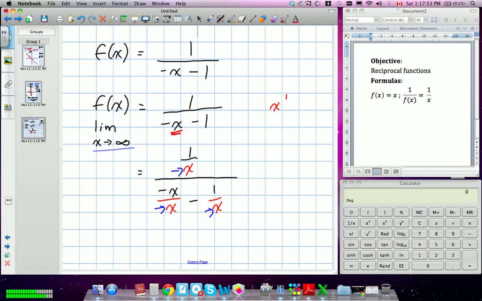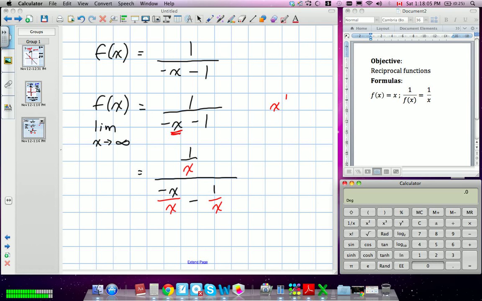I'm not sure how far the calculator goes, but let me divide this by this. The calculator only goes so far. Oh wow, it goes really far. The calculator won't even do it. It's such a small, minute number.